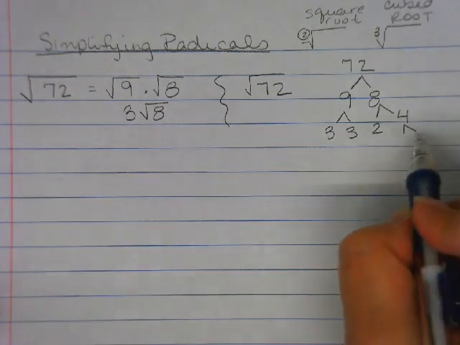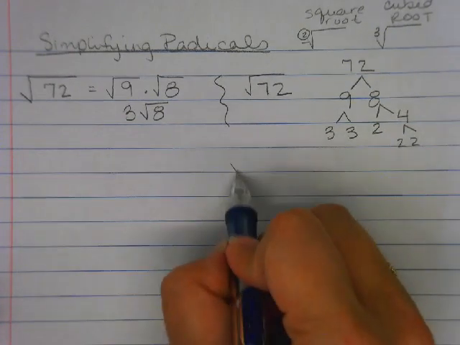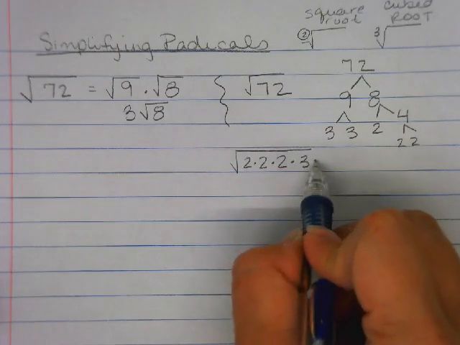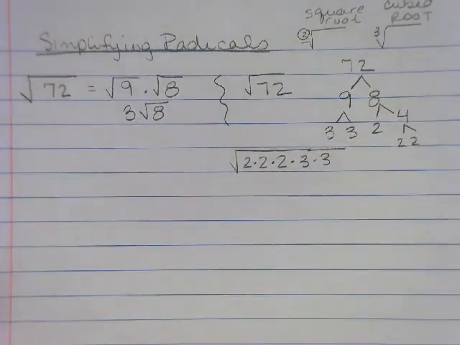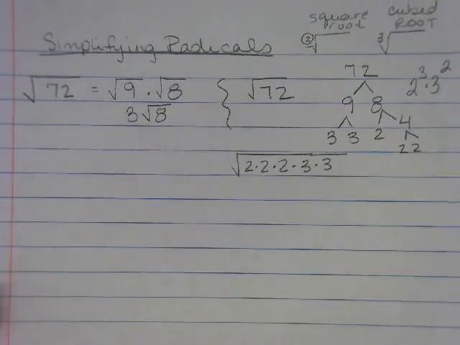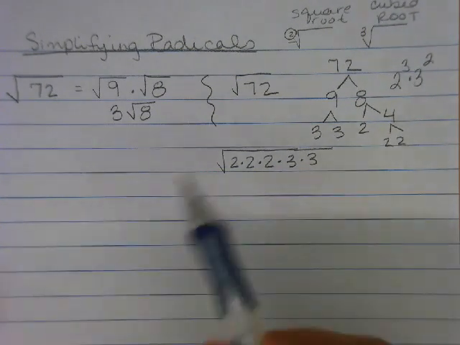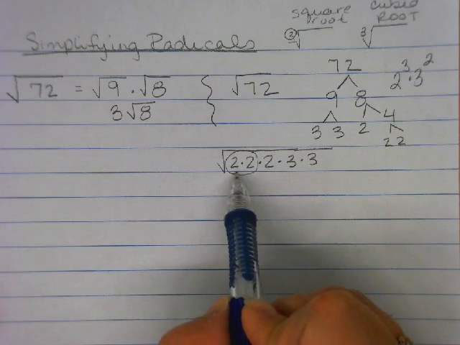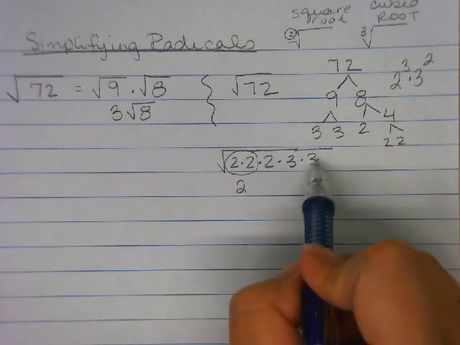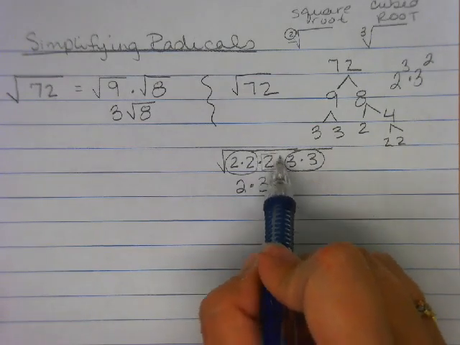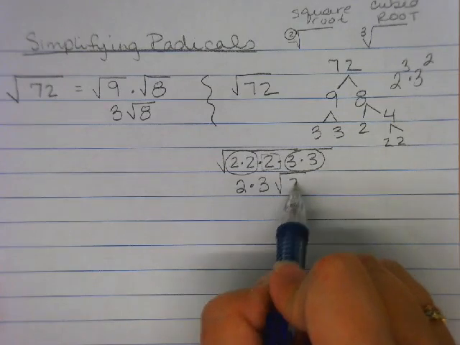What does 4 break into? 2 and 2. So I could rewrite this as the square root of 2 times 2 times 2 times 3 times 3. Do you see that? Because my prime factorization, going back to 6th grade, is 2 to the 3rd times 3 squared. Do you remember that? It's a long time ago. Again, we're looking here. Well, 2 times 2 is 4, and 4 is a perfect square. So we're going to put that outside. 3 times 3 is 9. 9 is a perfect square. We're going to put that outside. This 2 is not a perfect square. It has to stay inside.